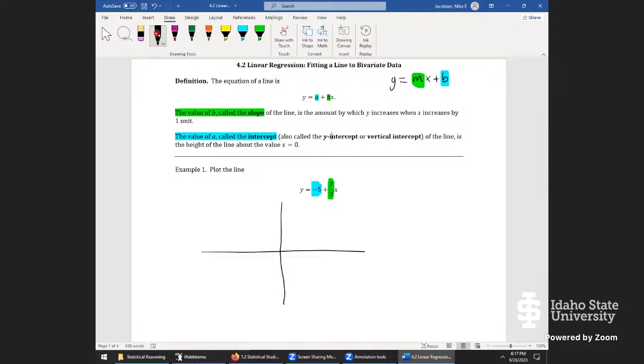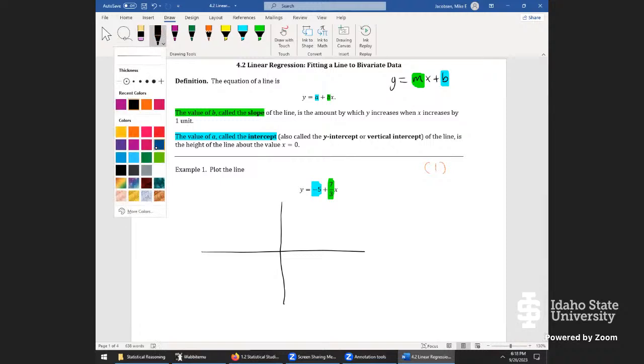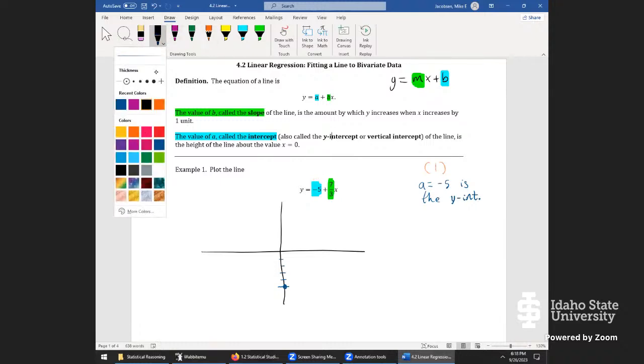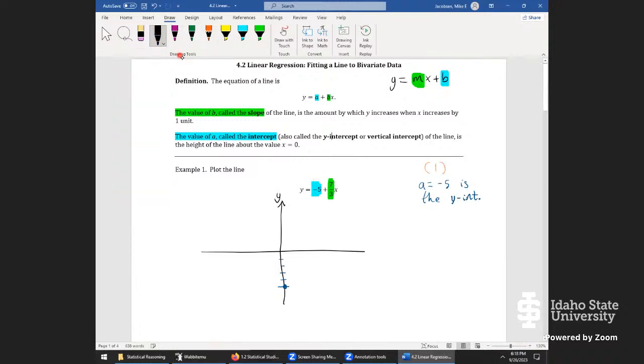But the way we would start this off is, let's put down a sequence of steps. Step 1, we take the y-intercept. The intercept is -5, so we'll say a equals -5 is the y-intercept. I'll usually write y-int for shorthand for y-intercept. We'll go down on the y-axis, 1, 2, 3, 4, 5, and it goes down into that location. This is the y-axis, and this is the x-axis. So that takes us to our very first point on the line, way down here.